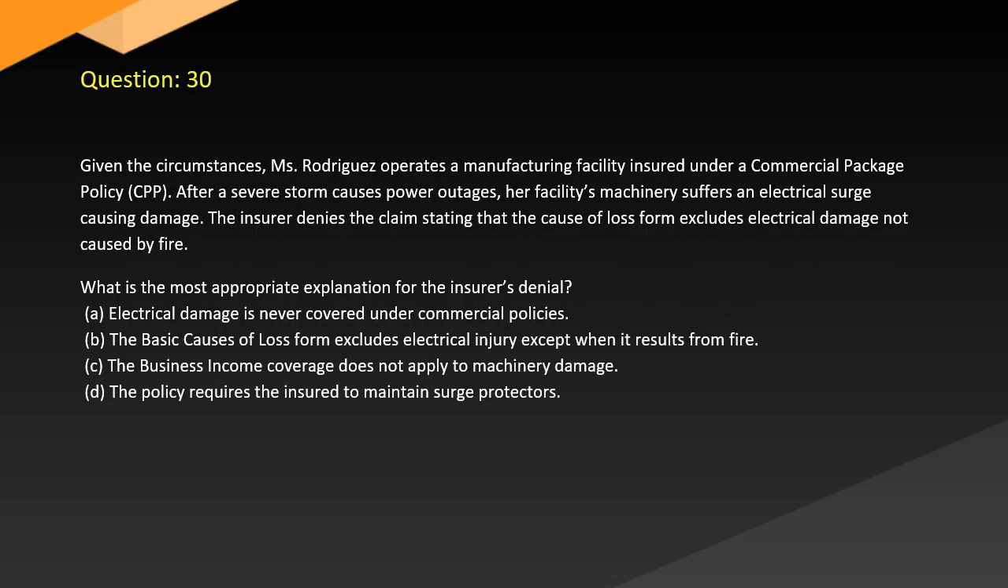Question 30. Given the circumstances, Rodriguez operates a manufacturing facility insured under a commercial package policy (CPP). After a severe storm causes power outages, a facility's machinery suffers an electrical surge causing damage. The insurer denies the claim, stating that the cause of loss form excludes electrical damage not caused by fire. What is the most appropriate explanation for the insurer's denial? A, electrical damage is never covered under commercial policies. B, the basic causes of loss form excludes electrical injury except when it results from fire. C, the business income coverage does not apply to machinery damage. D, the policy requires the insured to maintain surge protectors.